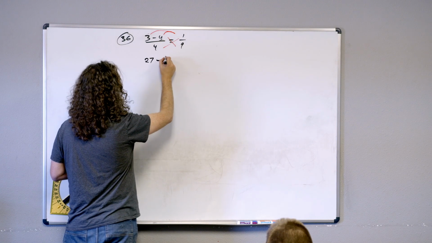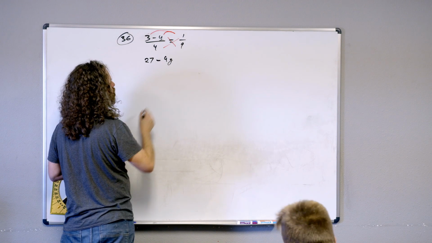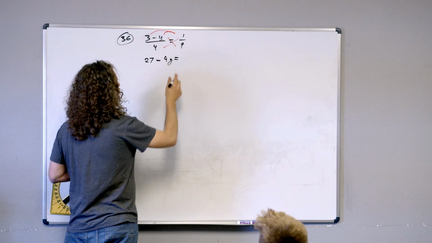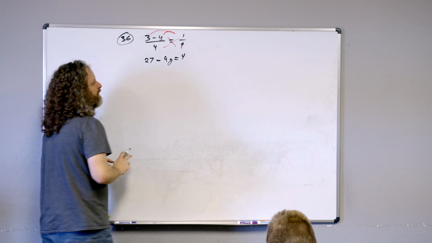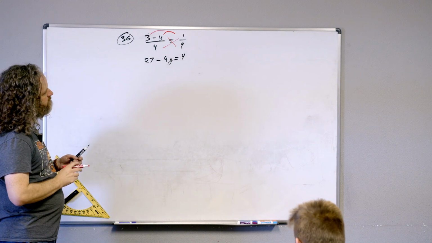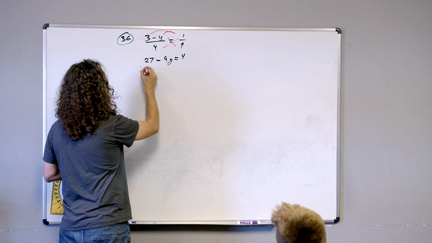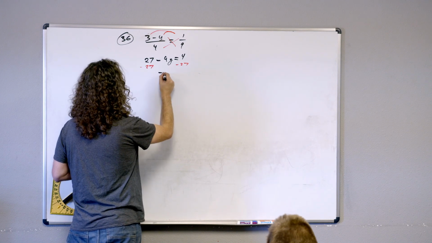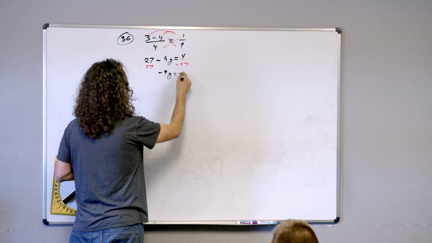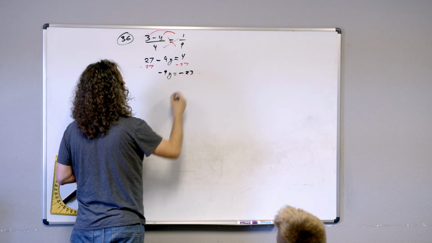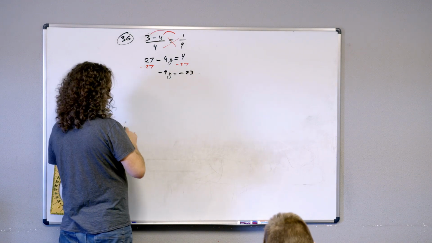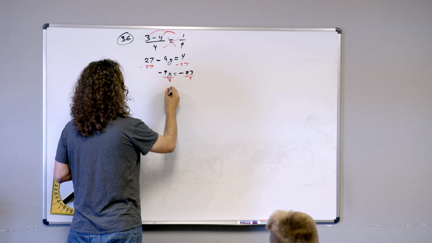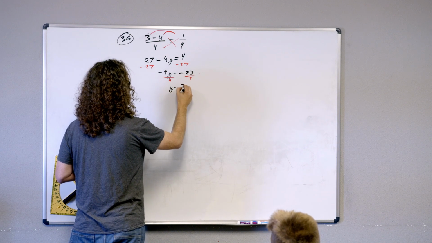Negative 9y, right? That's what I did wrong. I accidentally left out the 9 for some reason. And then 4 times 1 is 4. Now what do we do? Minus the 27. So negative 9y equals negative 23. And then we divide the 9 off. And y equals 23 ninths.